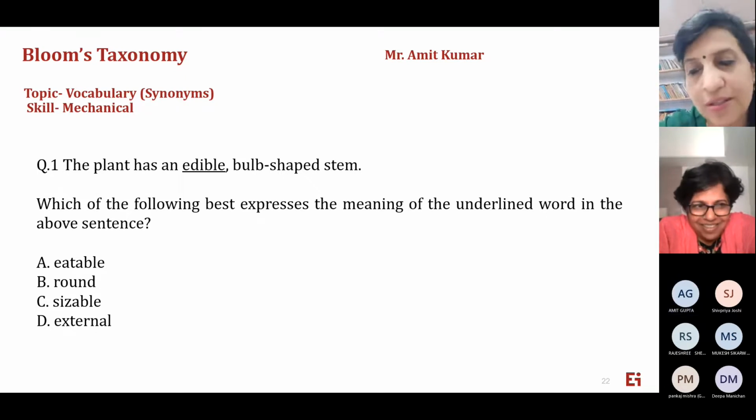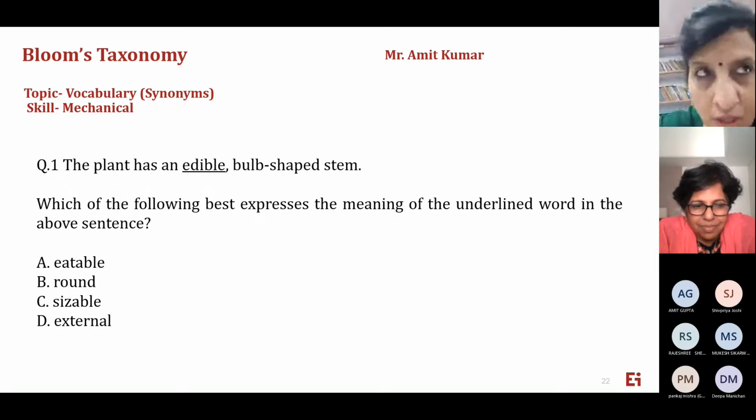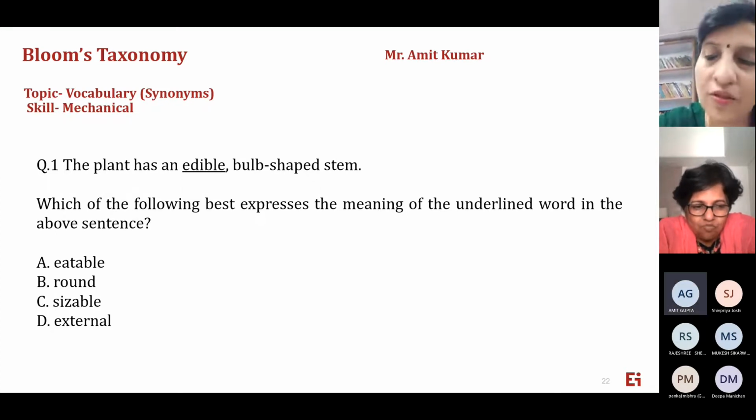According to me also, this question belongs to the remember level of Bloom's taxonomy, because there is nothing to comprehend or to transfer the knowledge, or analyze or evaluate or to make something new. This question simply requires a student to recall the synonym of the word edible, that is eatable. It is simply based on remember. Very good point, ma'am.